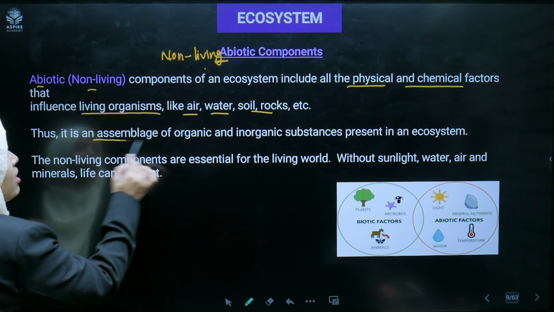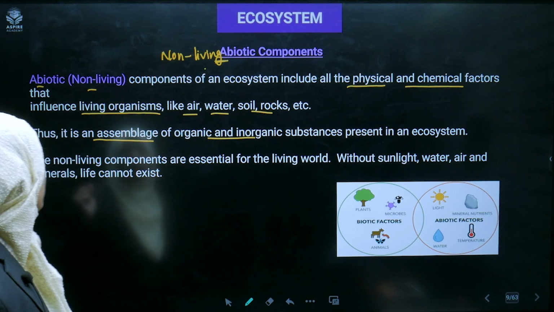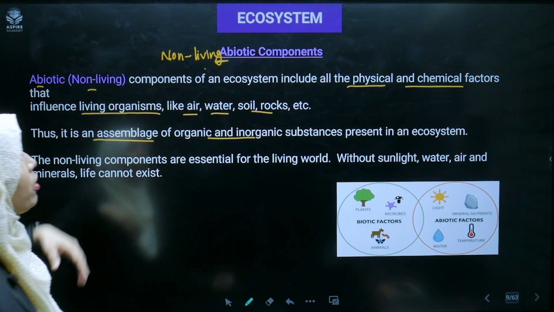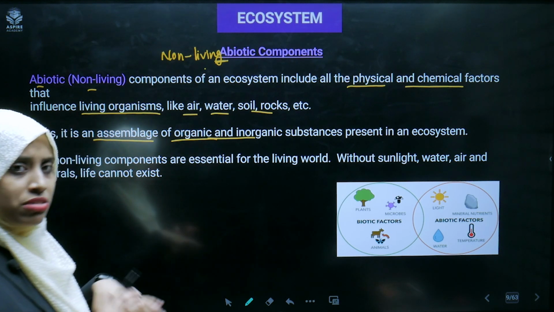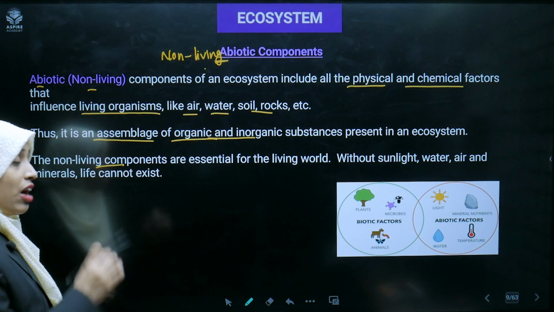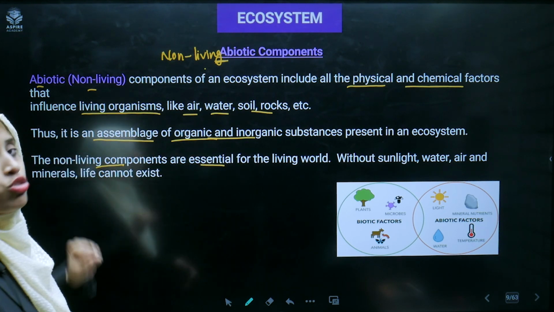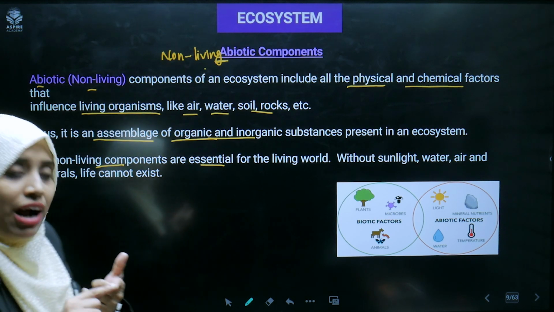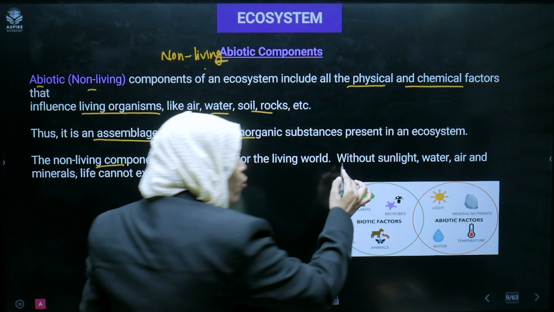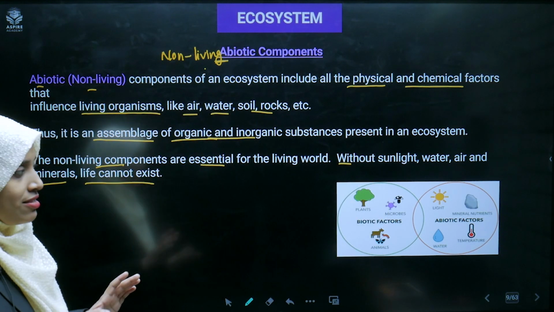Okay, so it is an assemblage of organic and inorganic substance present in an ecosystem. So it is an assemblage. क्या है, abiotic component आप देखोगे कि organic and inorganic substance present in the whole ecosystem. So the non-living component are very essential because the living world cannot sustain without this non-living. Okay, that means plants and animals cannot live in isolation without this abiotic component. So without sunlight, water, air, ठीक है, minerals, life cannot exist.